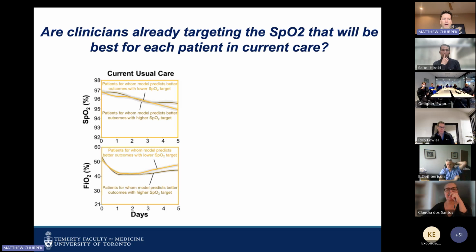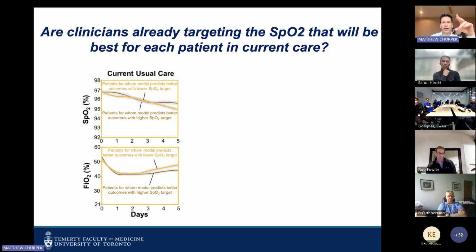What we found is, if you look at the SpO2 along the y-axis and the FiO2 along the y-axis on the bottom graph, and the days along the x-axis, the yellow is the better outcomes with the lower SpO2 targets, and the dark brown is where the model predicts better outcomes for the higher SpO2 target. We found that there's no significant difference between the two groups in terms of what's targeted, and there is a slight amount of higher FiO2 delivered for the patients predicted to have a lower SpO2 target benefit. In other words, currently in clinical practice there's not a large separation, and the clinicians are not currently doing the same thing that the model would predict.